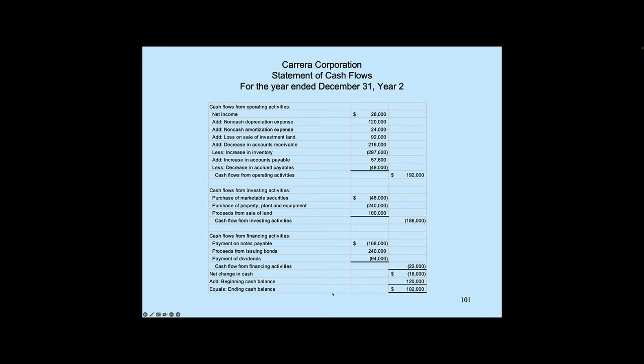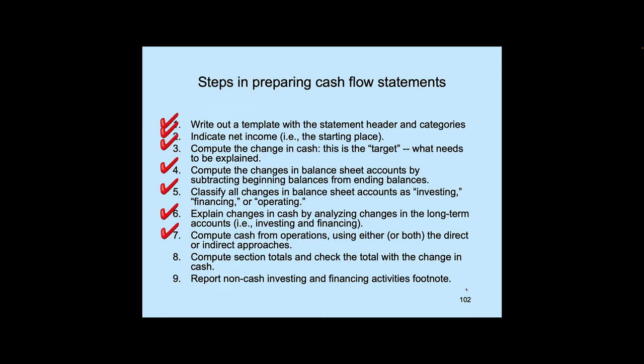Dollar sign, then dollar sign, and dollar sign. And the only thing that's wrong here, and I couldn't figure out how to get it, is this should be a double underline at the bottom. It didn't work because of the way Excel interacts with PowerPoint. But that needs to be a double underline. And then you have a beautiful statement of cash flows. You need to go back and check off number 8.